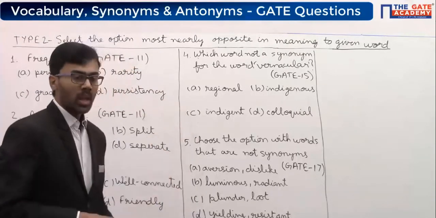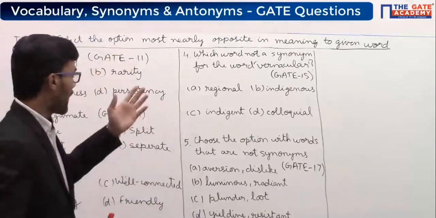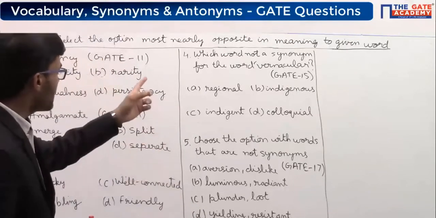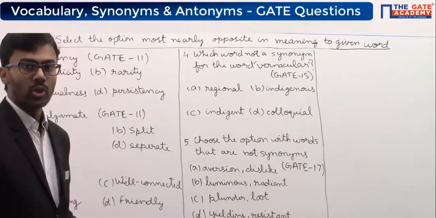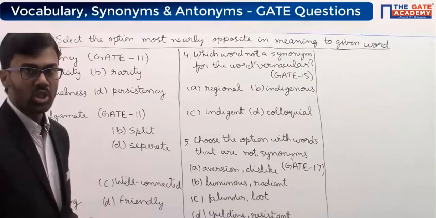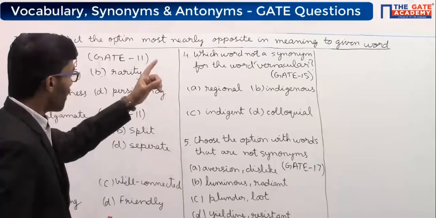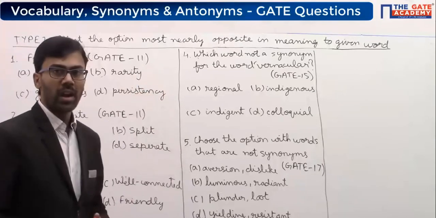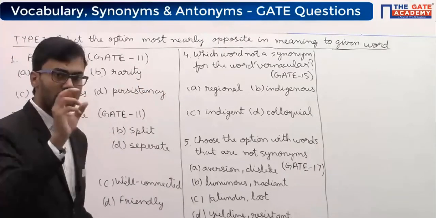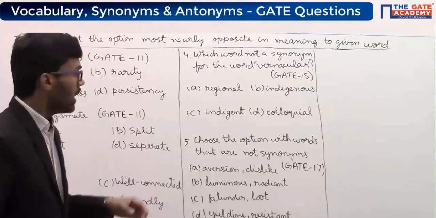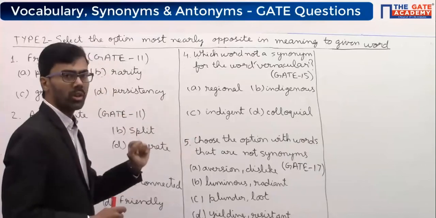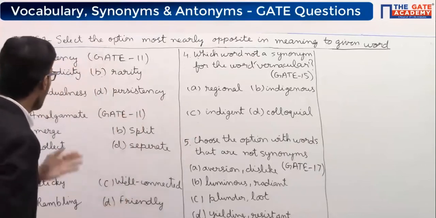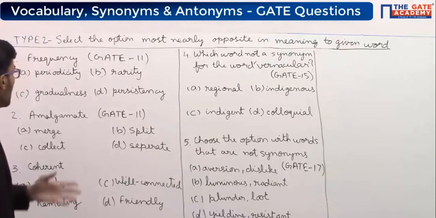Now here, there are 5 questions that I have written on the board, but you will realize that the first 3 questions are directly related to questions on antonyms, or selecting the option which is most nearly opposite in meaning. But question number 4 and question number 5 that I have written here are slightly different in terms of their format. They are not exactly questions on antonyms or opposite in meaning, but somewhat related. So let's see. First we come to question number 1. This appeared in GATE 2011.